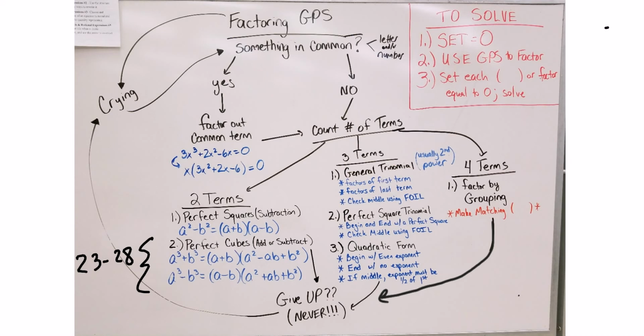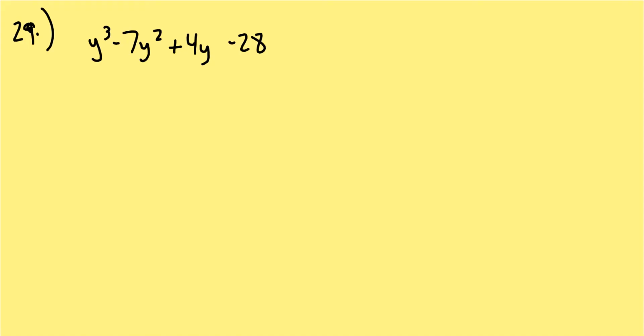Alright, 29 and 30 are going to be factored by grouping. And actually 29 through 32. So 29 through 32 are factored by grouping. So I got 4 terms. So I have to do grouping. We're doing that to make matching parentheses.